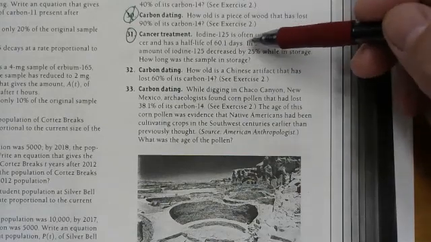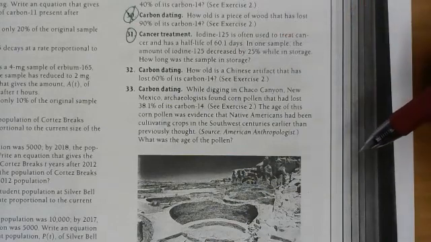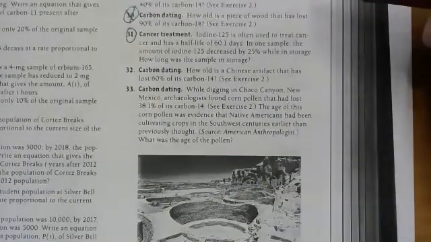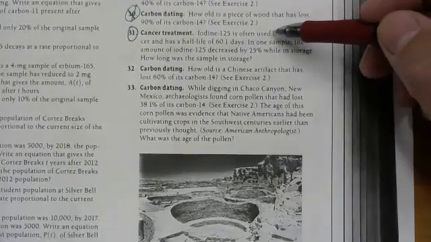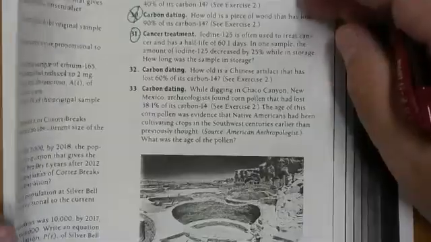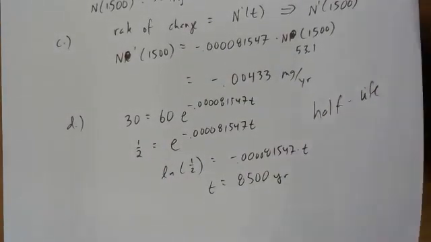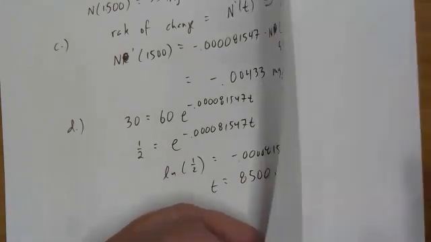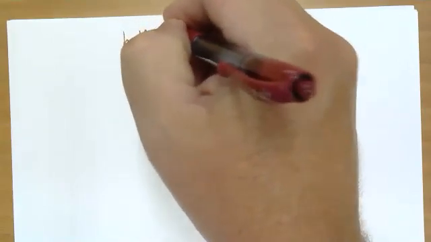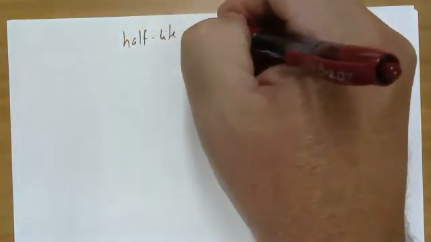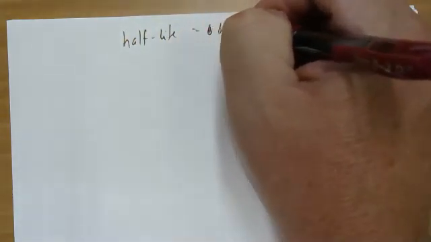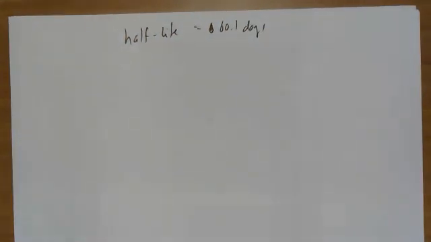So let's see what's going on. This is the problem where they talk about this half-life thing. Let me just write down the information. Iodine 125 is used to treat cancer and has a half-life of 60.1 days. And they say in one sample, the amount of iodine decreased 25% while in storage. How long was it in storage?